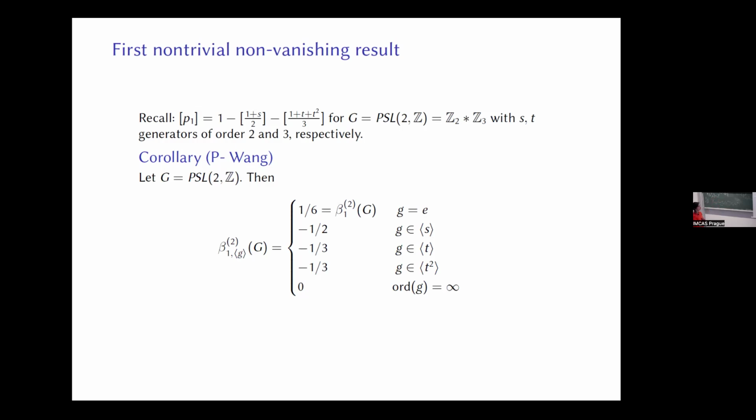So if we look at s, what appears as a coefficient in front of s is just -1/2. So there we get this. If you look at the identity, we would recover the first L²-Betti number, so 1 minus 1/2 minus 1/3, that's what we have here. And if g is an infinite order element, then we would get 0. So this describes completely the only non-vanishing delocalized L²-Betti numbers.